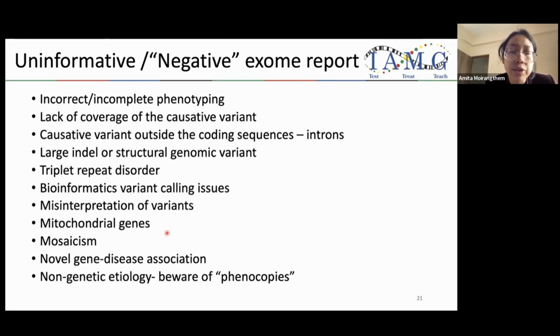Or we should also keep in mind the existence of phenocopies, that is, the phenotype is almost the same as certain disorders but it is caused by non-genetic etiologies. So these are some of the reasons for having an uninformative or a negative exome report.